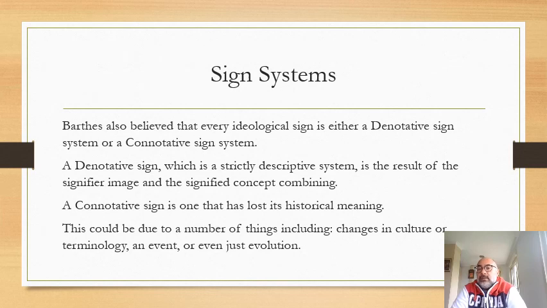are either composed of a denotative sign system or a connotative sign system. Now, a denotative sign is composed of a descriptive system, and it is the result of the signifier image and the signified concept combining. Okay? So it is rather easier to understand such ideological signs from a denotative sign perspective.